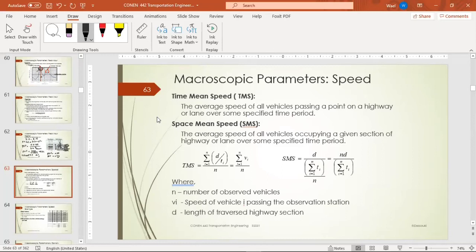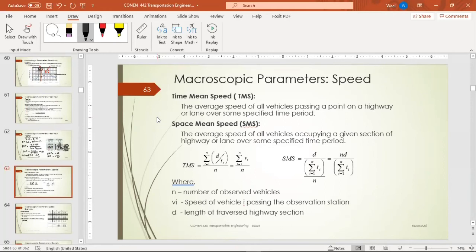The time mean speed is basically the average speed of all vehicles passing a point on a highway or lane over some specified time period, okay? That means you stand on the highway with a speed gun and start measuring the speed for a number of vehicles, and take the average. That's the time mean speed, okay? But the space mean speed is different.